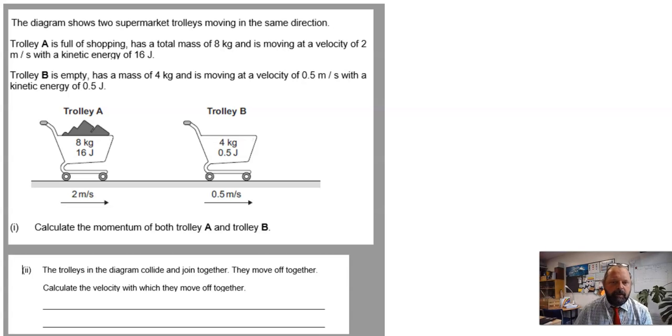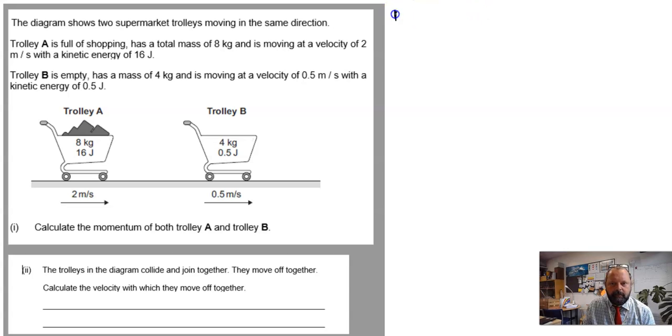Okay, hi everyone. Let's have a look at this slightly more challenging momentum calculation, which has a second part that we'll go through at the end. So we've got two supermarket trolleys. We know their mass and we know their velocity. The first part of the question is to calculate the momentum for each of the trolleys. So we're going to be doing the calculation for both trolleys.